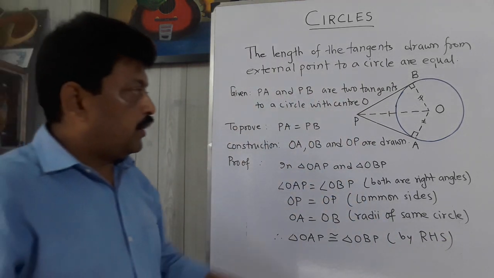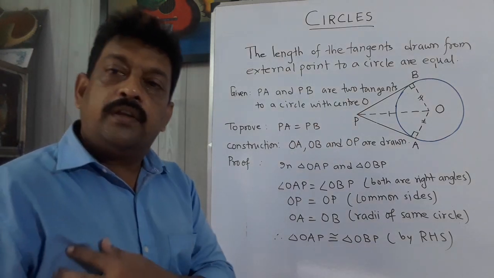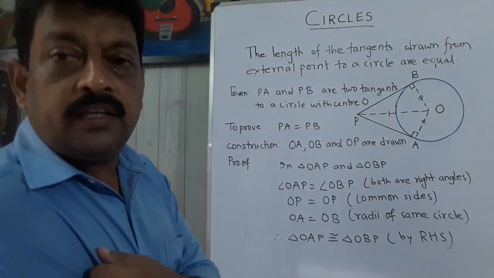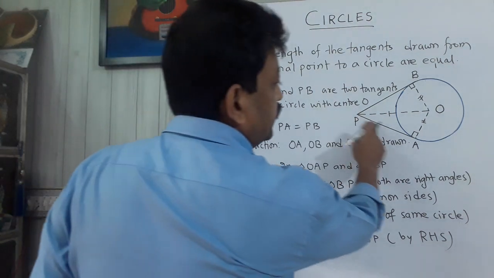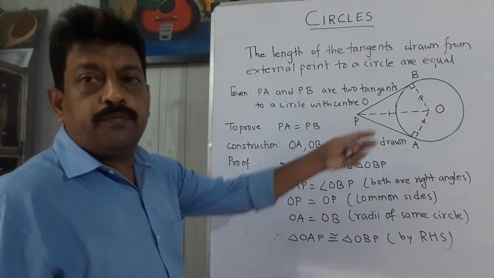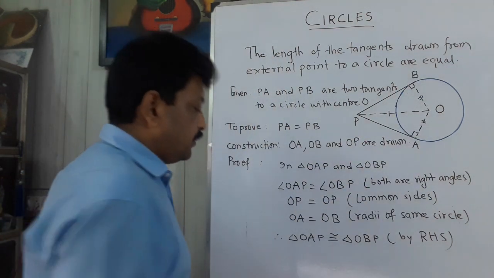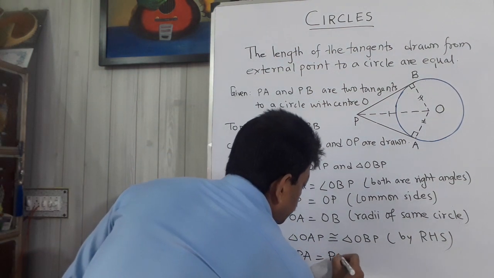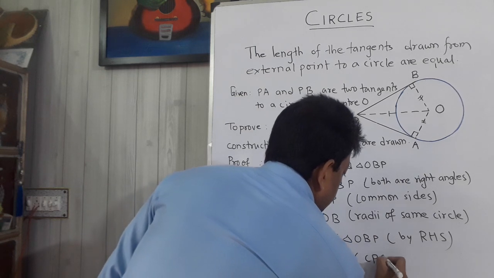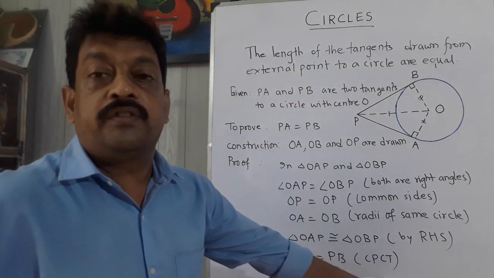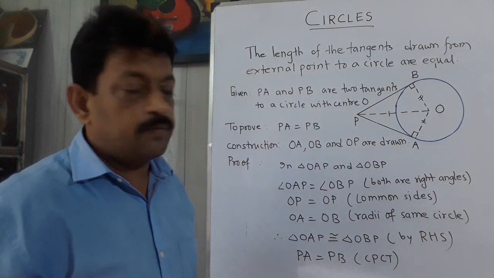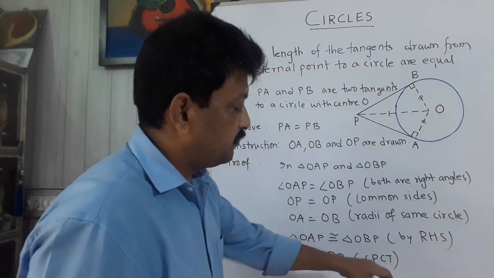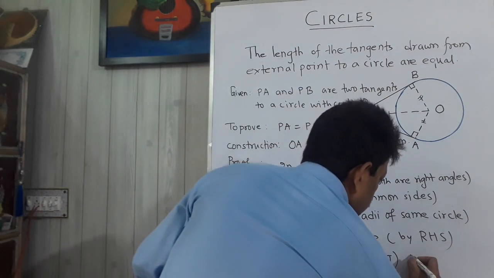Okay. Now, if these two triangles are congruent, then their corresponding parts are equal. That means PA and PB are the corresponding parts of these two congruent triangles. Therefore, we can say PA is equal to PB. Here in the bracket, we have to write corresponding part of congruent triangles. In short, we write CPCT. So, hence, the theorem is proved.